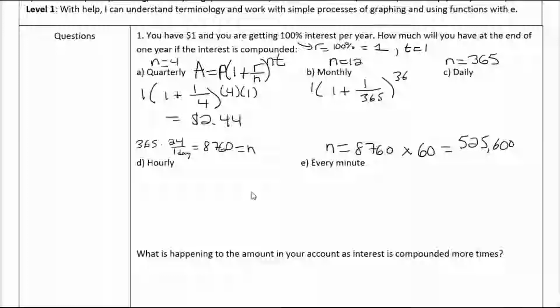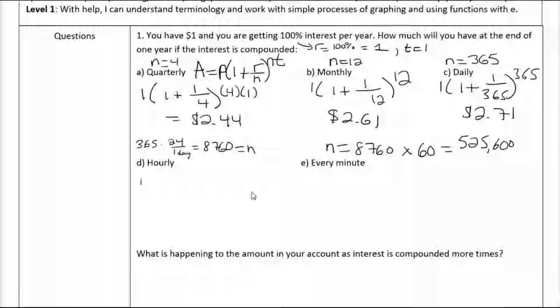Now if you do it for monthly, oops, I'm sorry guys, this should be 12. This would be 12, then this will be the 365. When you do the 365, you get $2.71. My bad, guys. And then if you do the 12 months, then that would be $2.61.